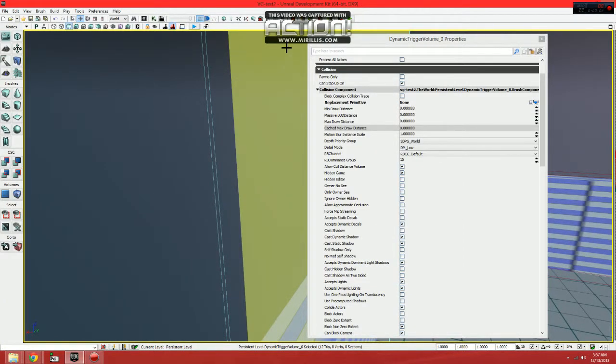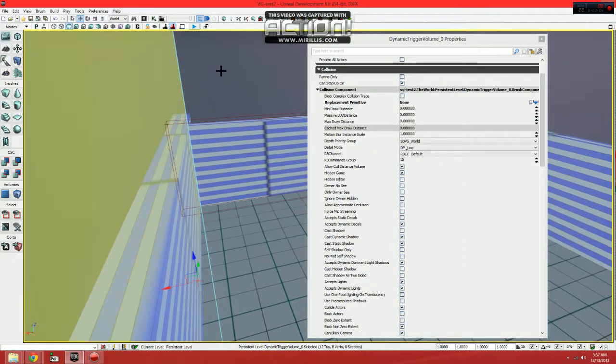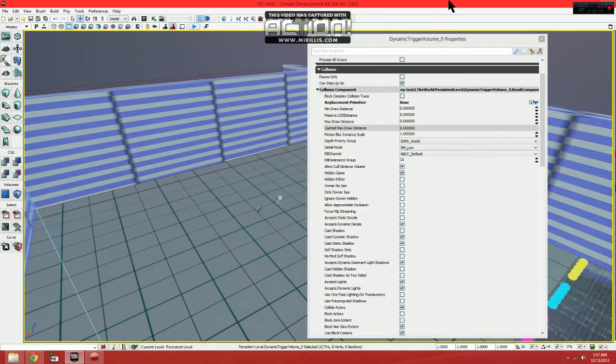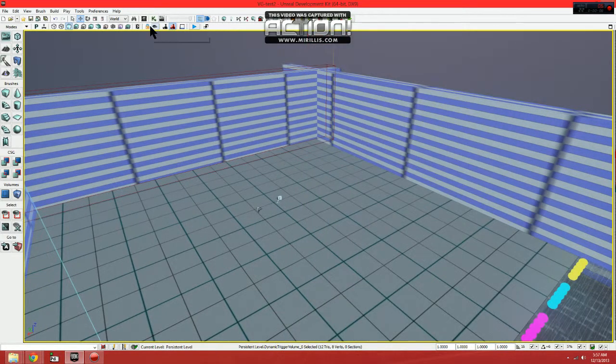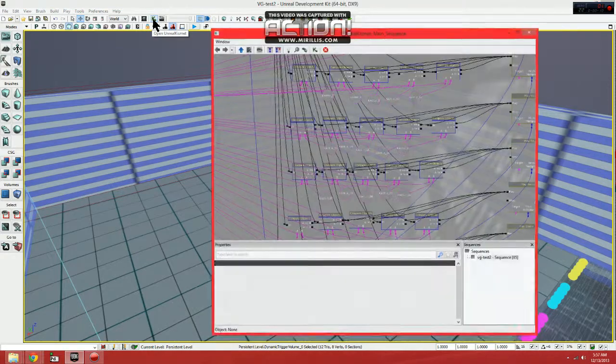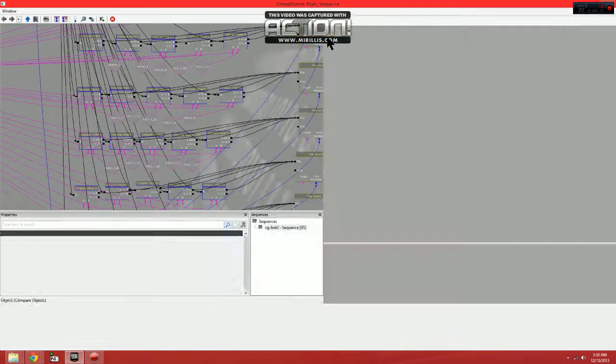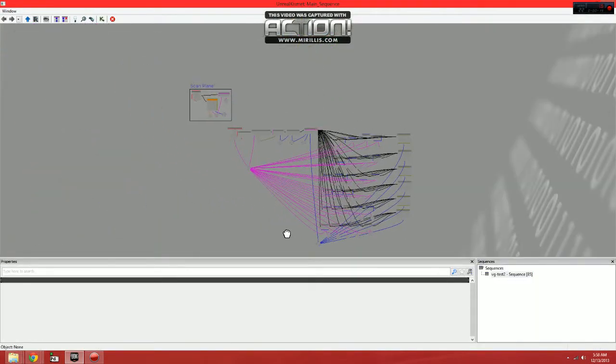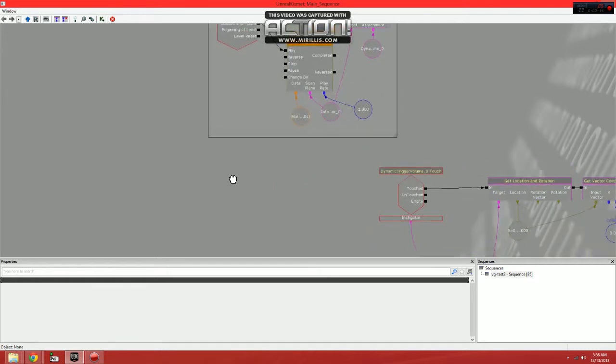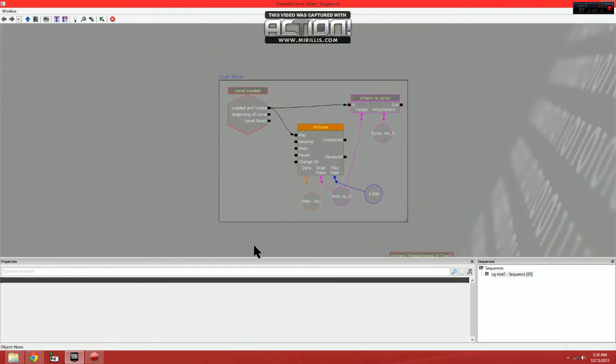All right, so let's look at Kismet, because that's where a lot of the magic is happening, and then some of the things I would still like to look at. Looks like a mess. Okay, so here's the easy part. This is from that tutorial.